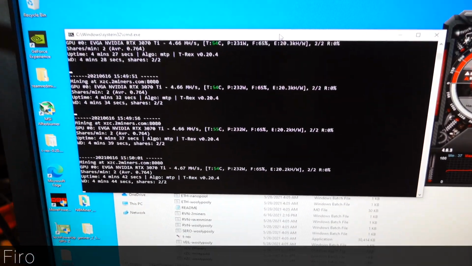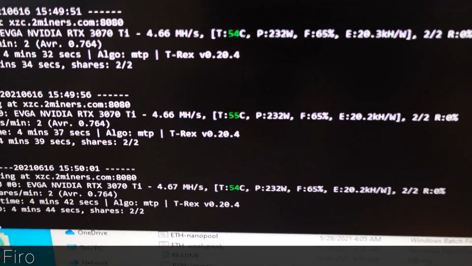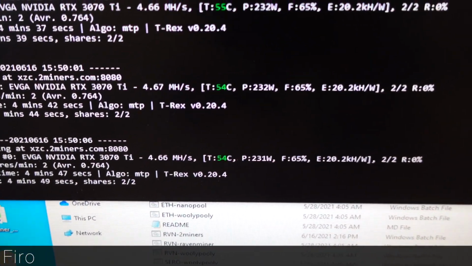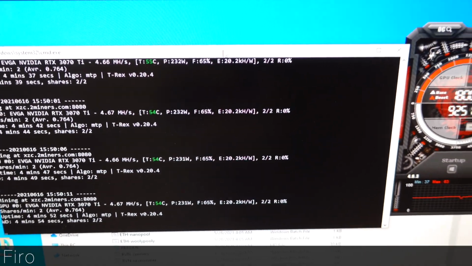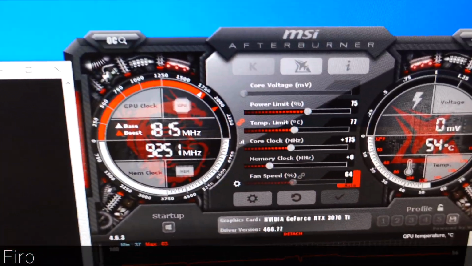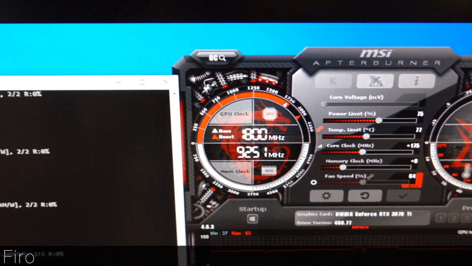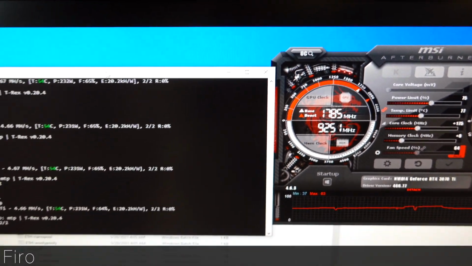All right, next up is Firo on the MTP algorithm. You can see we're hitting about 4.7 mega hash at 230 watts. This one I tinkered with for quite a while, and you can see the overclocks I'm using in MSI Afterburner. Still able to tweak this one just a little bit, but that's where I've landed on it.